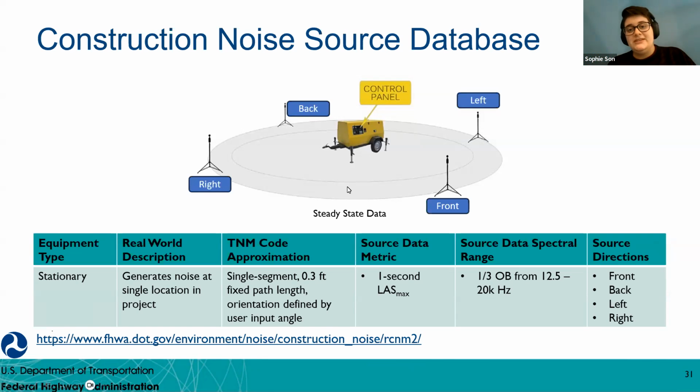And we've chosen 0.3 feet because that's about the width of a single elemental triangle, which is the unit area of calculation in TNM. And doing so, this 0.3 foot tiny little segment does result in the spherical spreading that you would expect, 6 dB per distance doubling of a point source, whereas the line source, just like roadways, results in the 3 dB per distance doubling as you would expect for a line source.